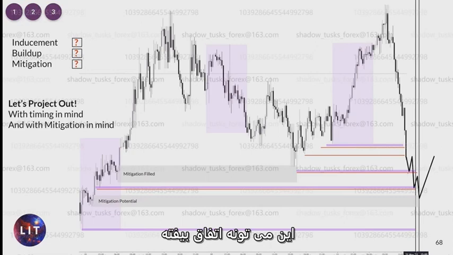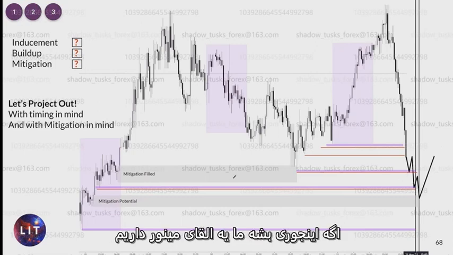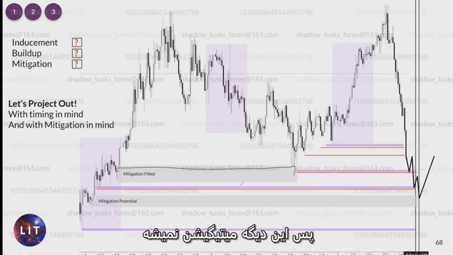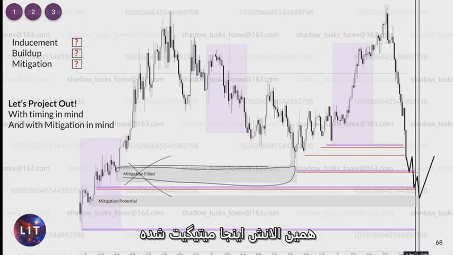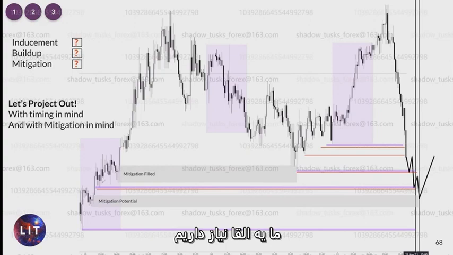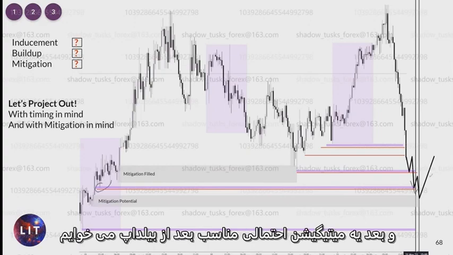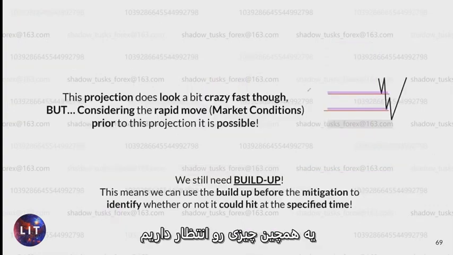This could happen. If this happens, we have a minor inducement, right? This is already filled. So this is not a mitigation zone anymore. It's already mitigated in here, right? So we need an inducement and then a possible mitigation in here after a build-up. So what do we do? We expect something like this, right?